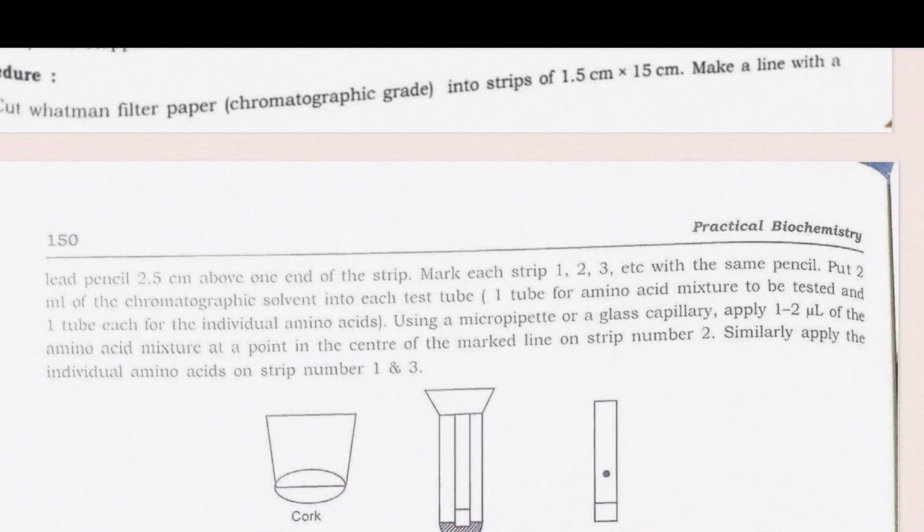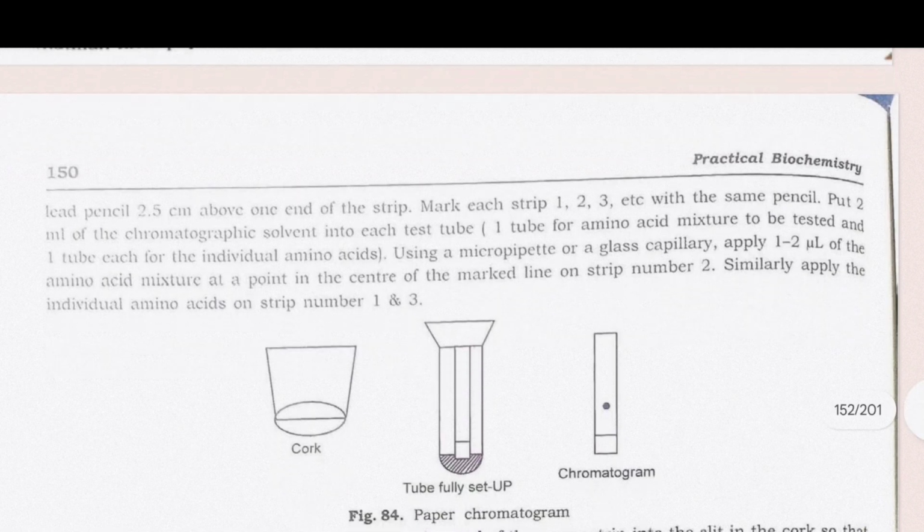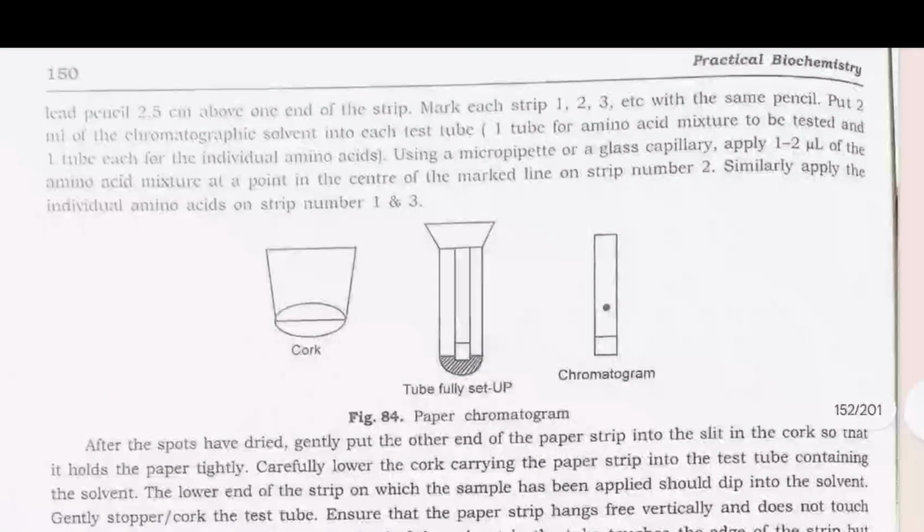Using a micropipette or a glass capillary, apply 1 to 2 microliters of the amino acid mixture at a point in the center of the marked line on strip number 2. Similarly, apply the individual amino acids on strips marked 1 and 3. After the spots have dried, gently put the other end of the paper strip into the slit in the cork so that it holds the paper tightly.